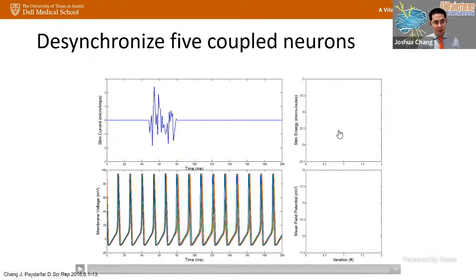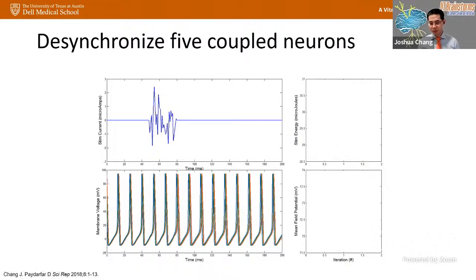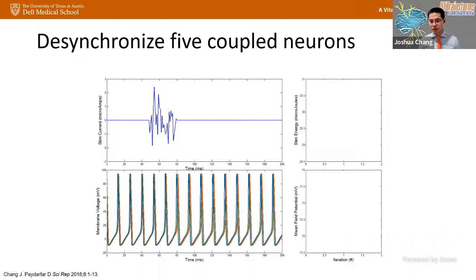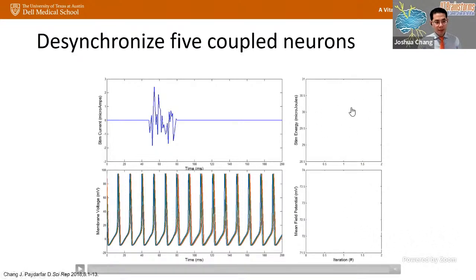This panel over here in the top right is going to show you the amount of energy that's being given. And so we want that value to go down as much as possible. And then here in the bottom right, what we're showing is the mean field potential. This is just one metric of synchronization that we're using. And so again, here, we want that to go down as well. And so we're really optimizing across 2 constraints right here. We're trying to minimize the energy while also minimizing the synchronization that's occurring between the signals.